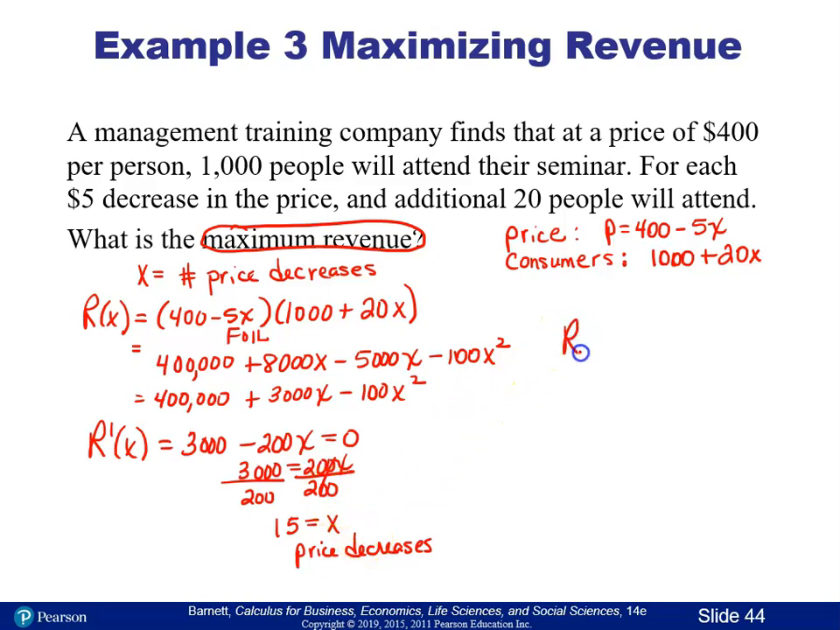We do need to show that it's a maximum by looking at our second derivative. This was our first derivative, so the second derivative would just be negative 200. And so that does in fact tell us that we're working with a maximum. And so our maximum revenue itself, we've got to figure out the price before we can do that. So our price is going to be 400 minus 5 times 15 price decreases, so $325 for the price that we're going to charge.